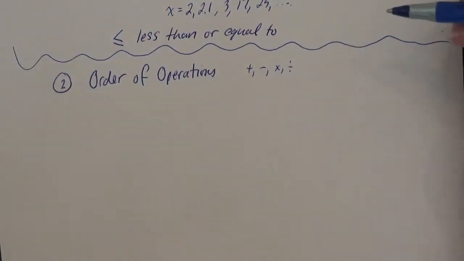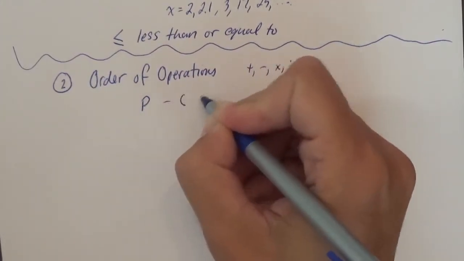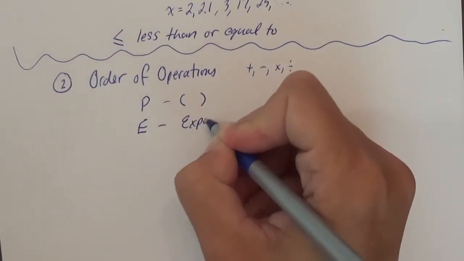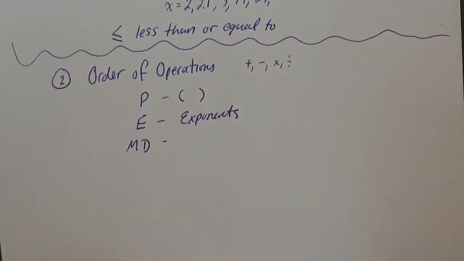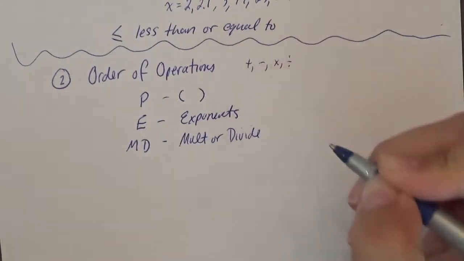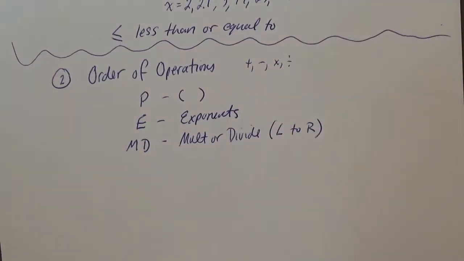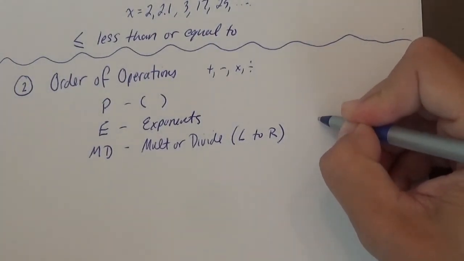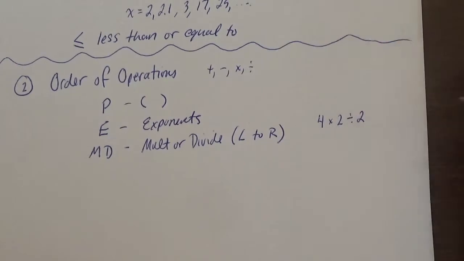And I'm going to write it a certain way. So first is P for parentheses, then E for exponents, and now I'm going to write M and D on the same level. And I'm going to say this is multiplying or dividing, whichever one you see left to right. What does that mean? Let's do a mini example here. So if it was 4 times 2 divided by 2.